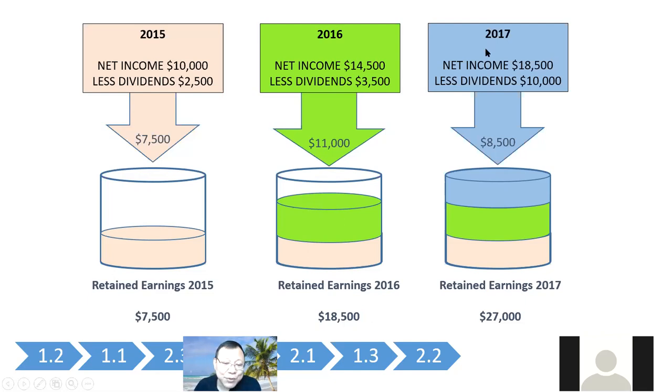Then move to the third year, 2017. Again, similar procedures. So net income is 18,500, and the owner takes 10,000. So the difference is 8,500. That's retained. So that would increase the balance of retained earnings to 27,000. So by the end of 2017, the company has a retained earnings balance of 20,000. That currently stays with the company. It hasn't been distributed to the owners yet.